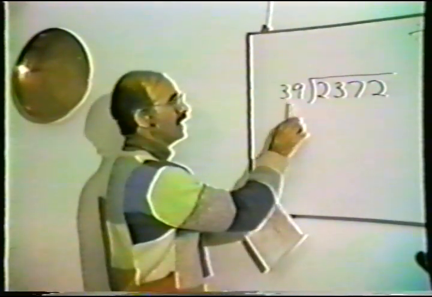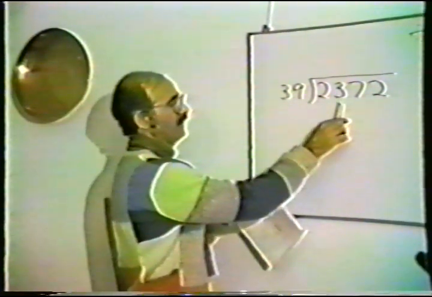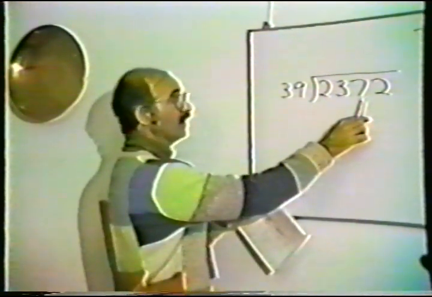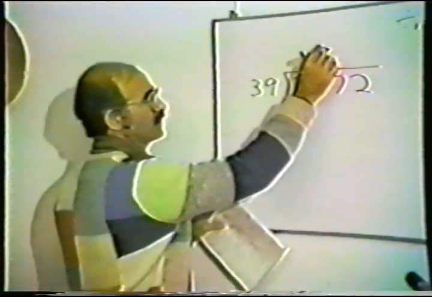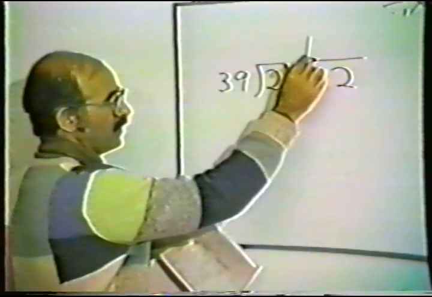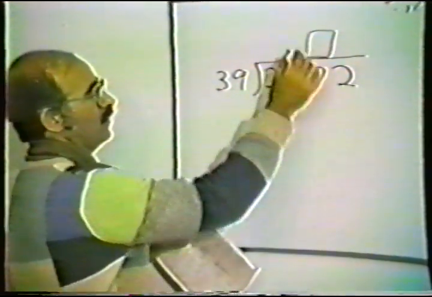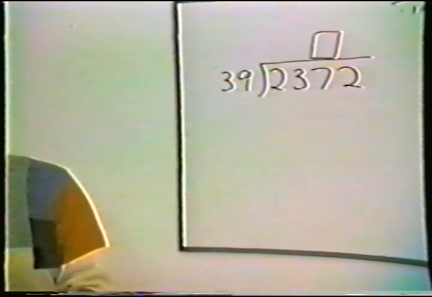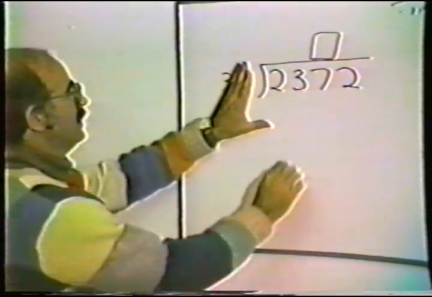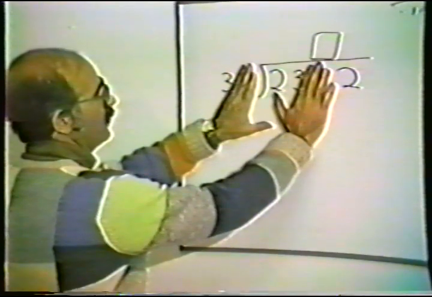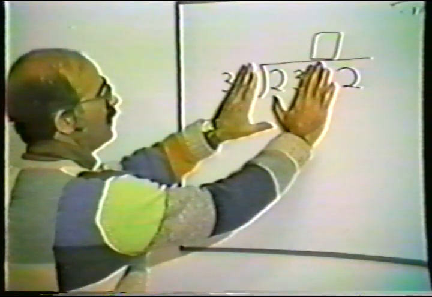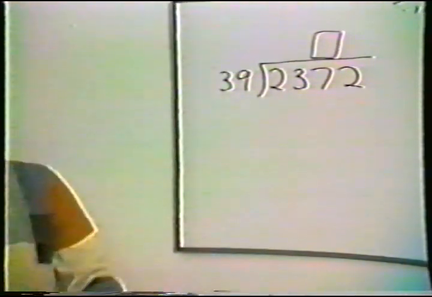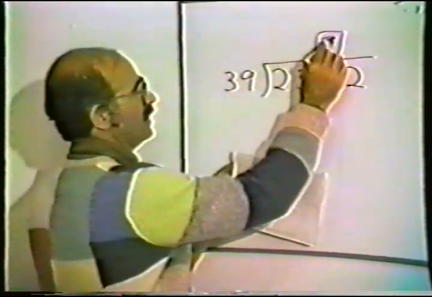Will the 39 fit into the 23? No. We have to use the 237. It will fit into that, won't it? Yes. So the first part of our answer will go over the 7. Well, we're going two numbers into 3. Let's cover these up. 3 into 23 goes 7 times. Let's try 7.